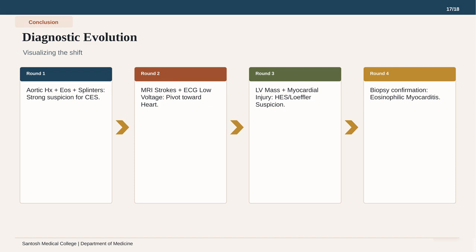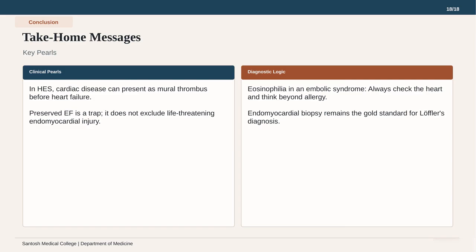Let us extract the most critical lessons to apply to your future clinical practice. Looking at the final pearls on this screen, we can distill this complex case into actionable clinical logic. In the left column, remember that in hypereosinophilic syndrome, severe cardiac disease often presents as a mural thrombus well before any overt signs of heart failure appear. Do not fall into the trap of a preserved ejection fraction, as it absolutely does not exclude life-threatening endomyocardial injury.